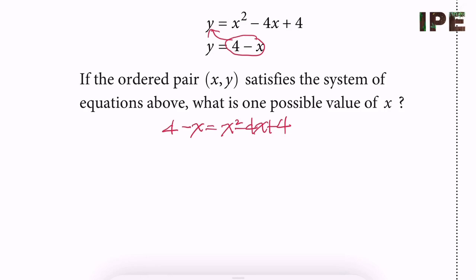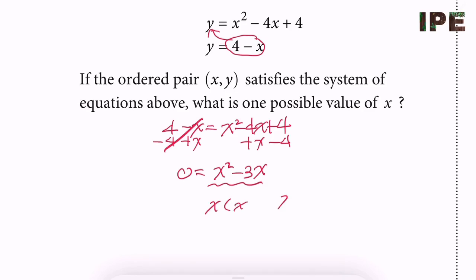Quadratic equation, so make one side become 0. So I want to subtract 4 and add x, and subtract 4. All gone, 0 equals x squared. Negative 4x plus x is a negative 3x. And then 4 minus 4 is going to be 0. So factor this. What is the common factor? The common factor is x. Take it out. x times x minus 3 must be equal to 0.